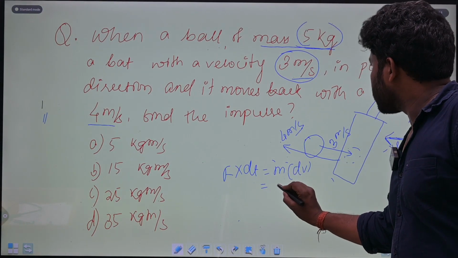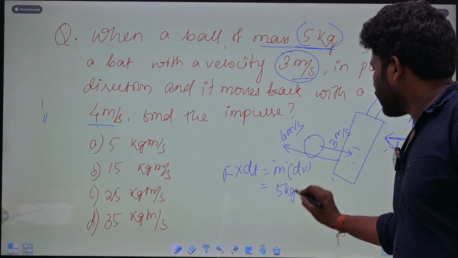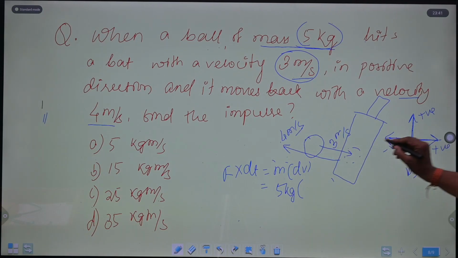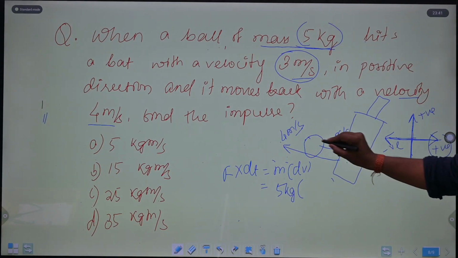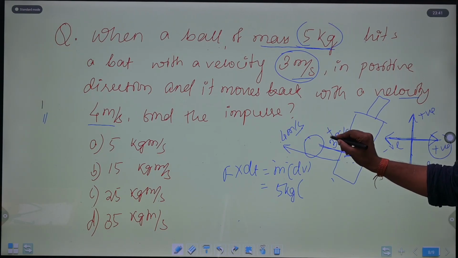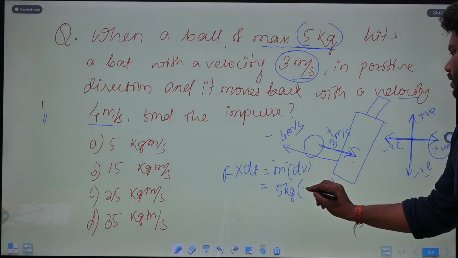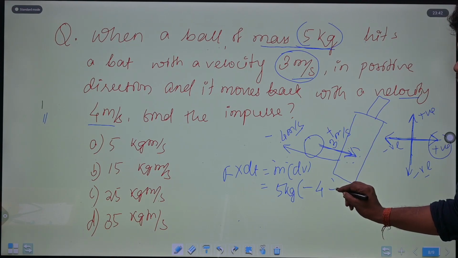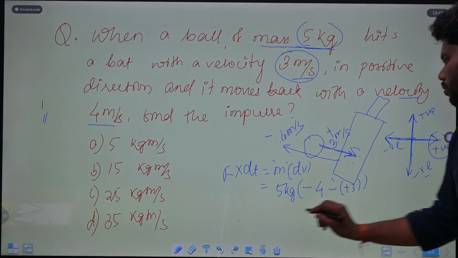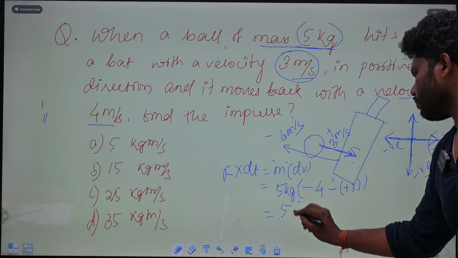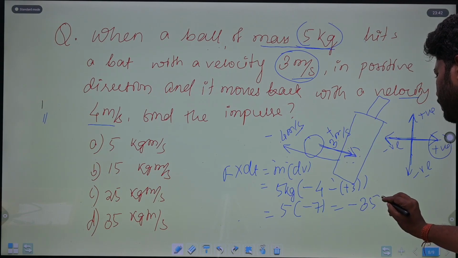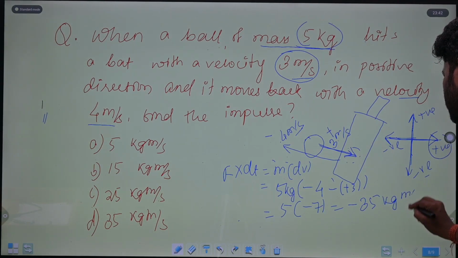So mass is 5 kg. Now dv, change in velocity. The velocity which is moving along this direction, we have taken as positive, that is plus 3. This is minus 4. Now change in velocity is minus 4 minus plus 3, which is minus 7, so 5 multiplied by minus 7 is minus 35 kg meter per second.